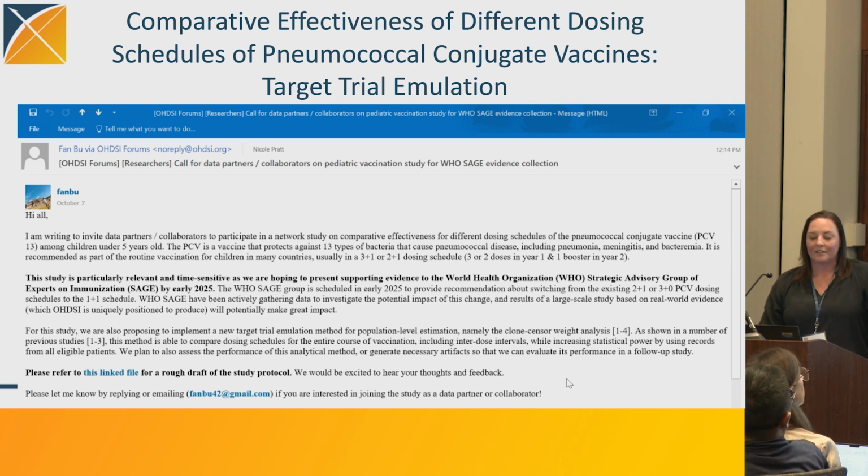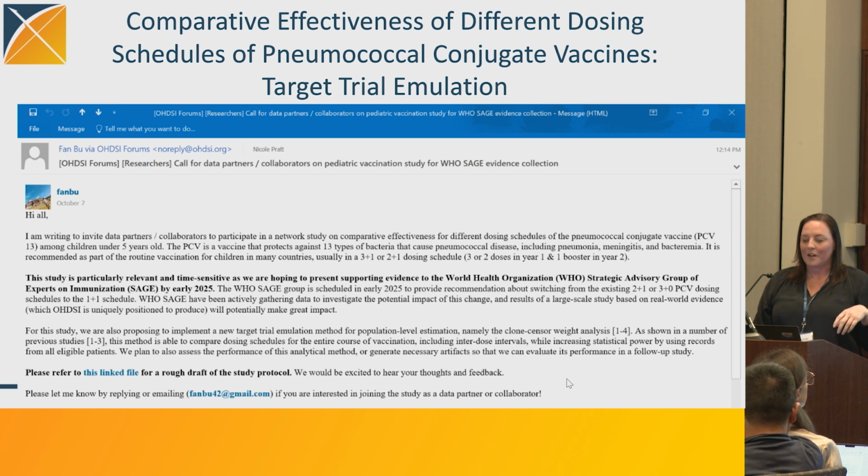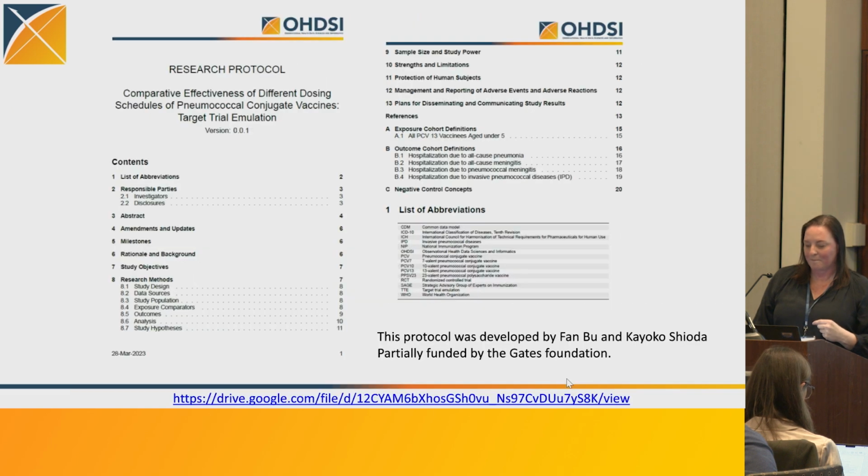Now, here's an example of a very recent post on the forum. Fan Bu has asked for participation in a network study to look at pneumococcal conjugate vaccines. Okay, so what she did is created a protocol, posted it on the forum, and asked for participation. And Ben is going to talk a little bit more about that.